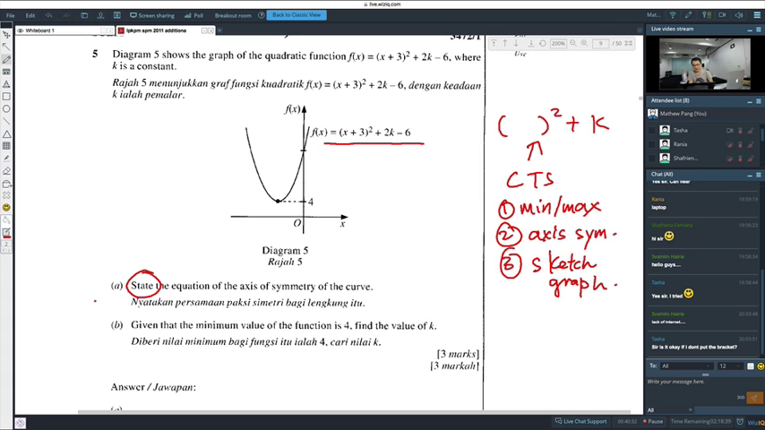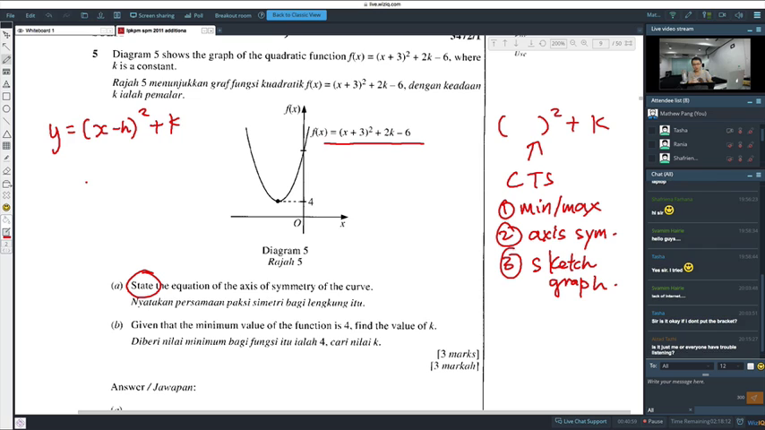Whenever in Maths or MF you see the word state, it means you can straight away write the answer without the working. The axis of symmetry you always get from inside the bracket. The general equation for completing the square is y equals (x minus h) squared plus k. For the axis of symmetry, you take the inside of the bracket and make it equal to 0. Inside the bracket you got x plus 3, so x plus 3 equals 0, and x equals negative 3.